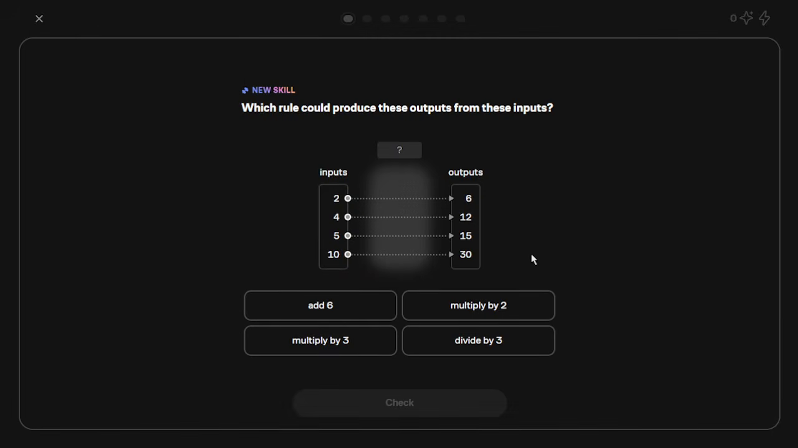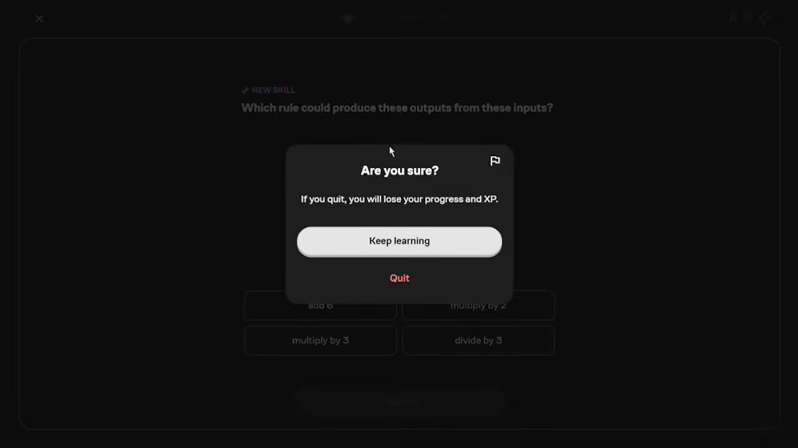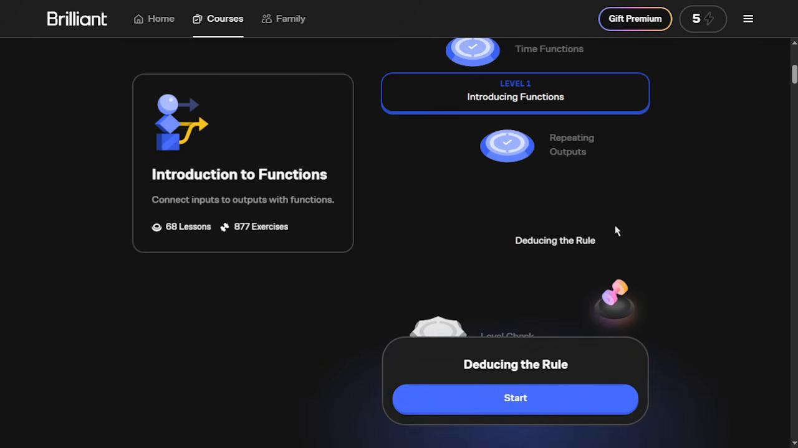So let's get right into the questions. There are new skills, so they give me new things. First, which rule would produce these outputs from these inputs? Wait, am I going back to the first lesson? Because it looks like I am. Oh yeah, I'm doing good, just for a check.